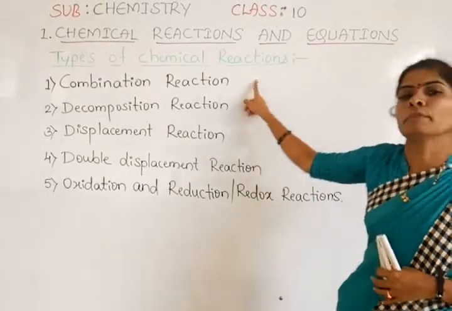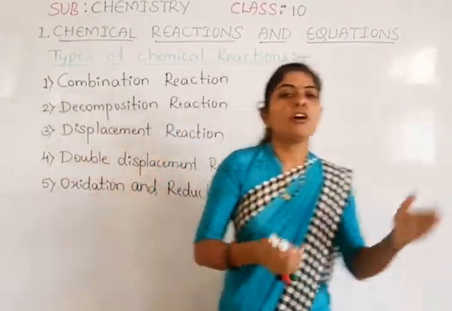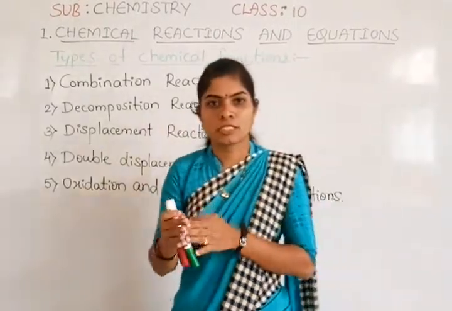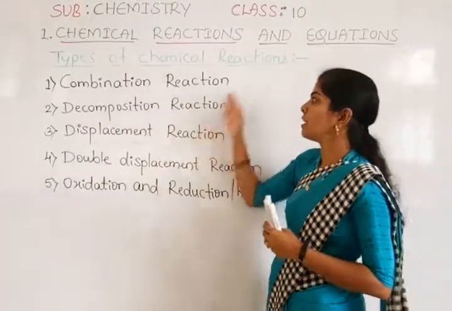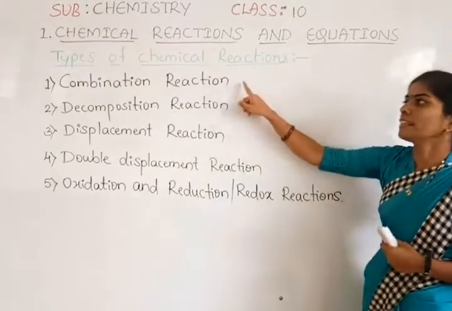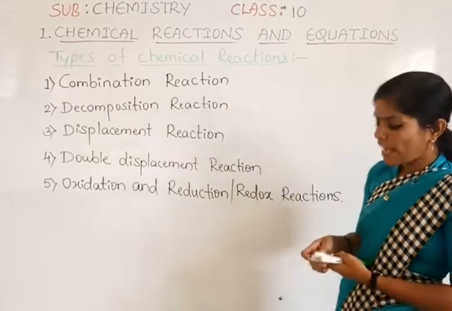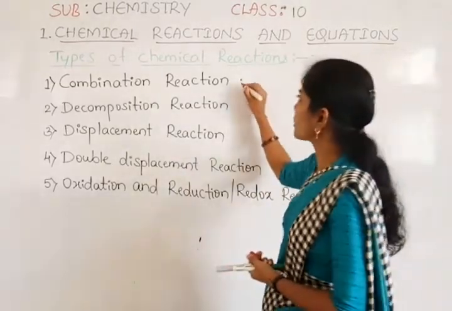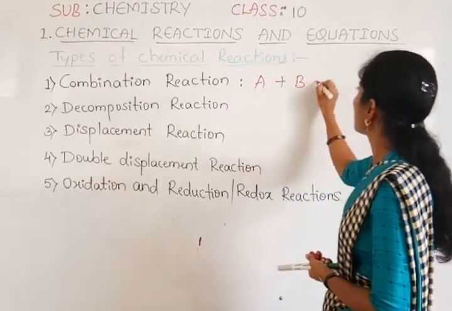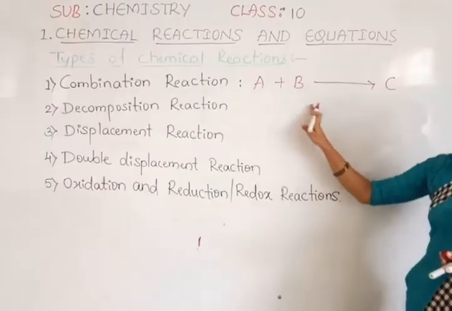Combination reaction means what? Here 2 or more reactants, or 2 or more elements, or elements and compounds, will combine together to form a new substance or new product. Only a single product is formed here, and that reaction we call a combination reaction. In general form we can write this as A plus B gives rise to the new substance C.